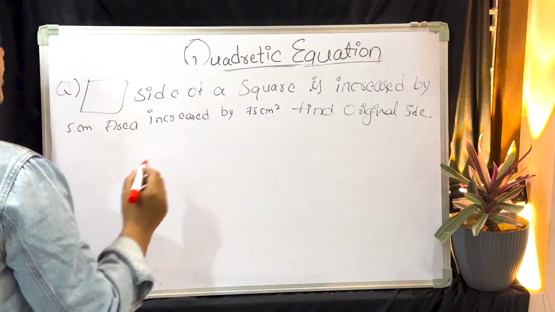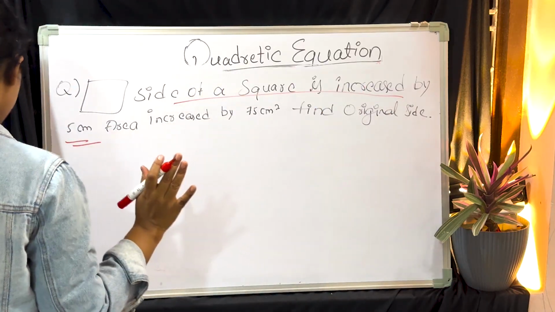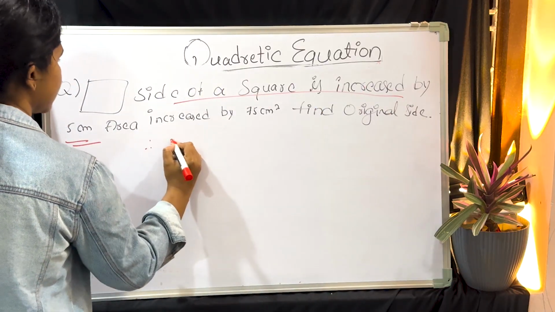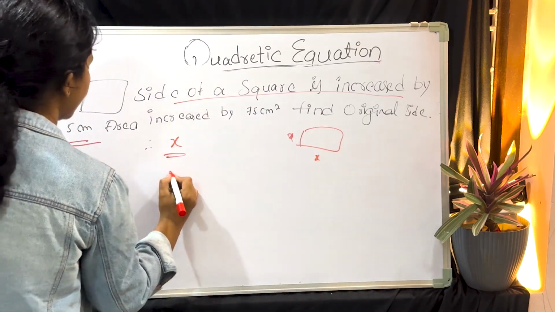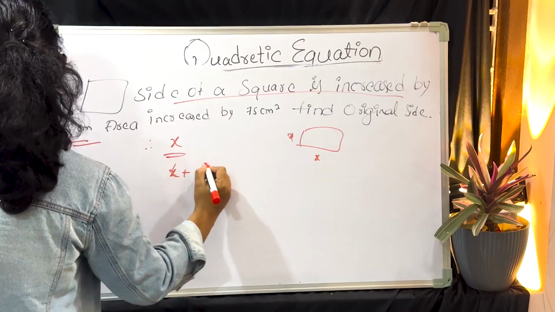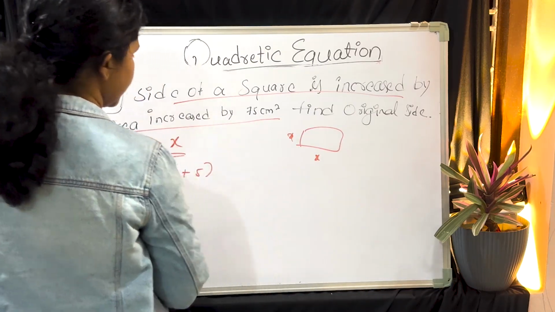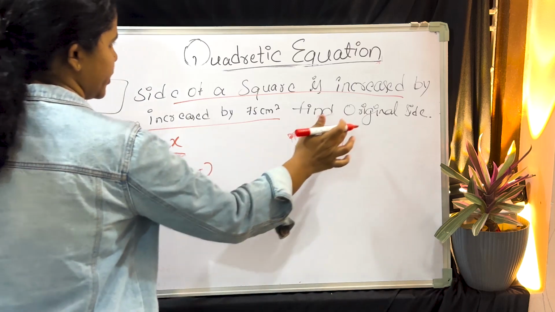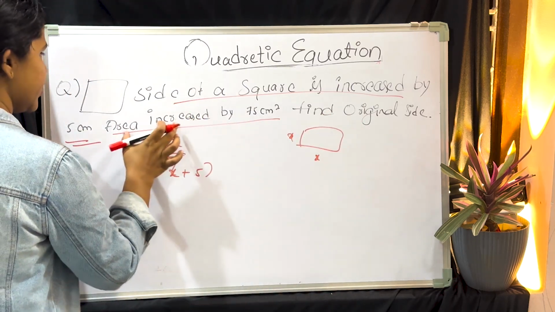The side of the square is increased by 5 centimeters. We don't know what the side of the square is. Let the side of the square be x, okay, and it is increased by 5 centimeters. What are they asking? Area. The area increased by 75 centimeters. Find the original side. Find x.